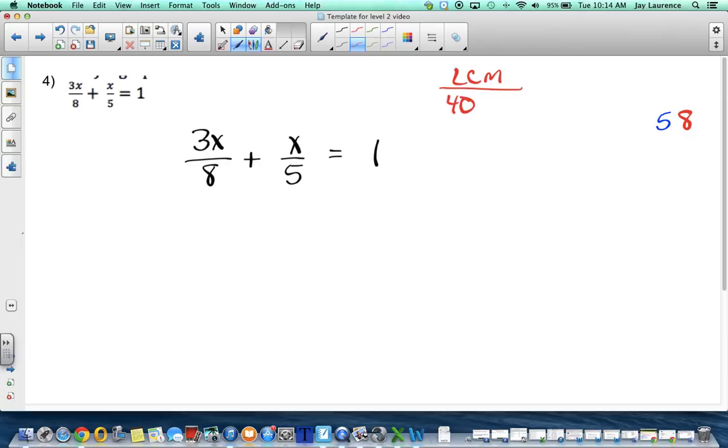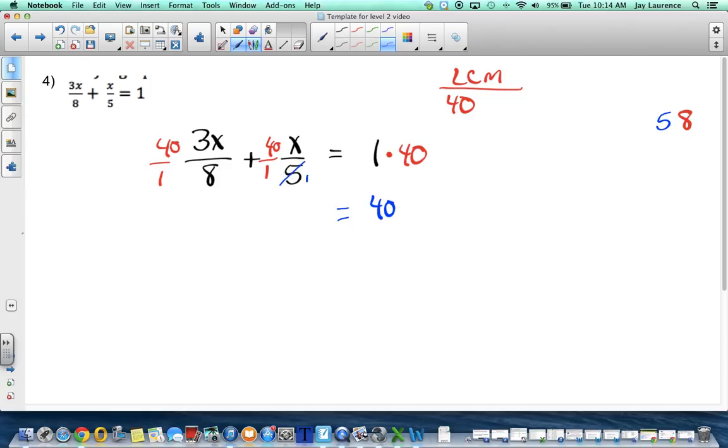Well, I'm going to use 40. It's the least common multiple of 8 and 5. So I'm going to multiply by 40 over 1 here and by 40 over 1 here. And as Holly Krieger would say, I got to multiply by 40 on the right-hand side. I heard that today in class, Holly. Good job. So now when I do this, I'm going to get 40 on the right-hand side.